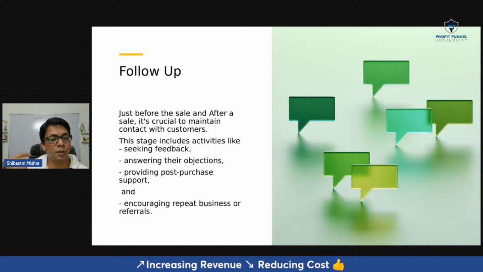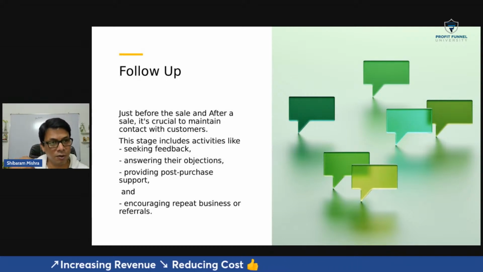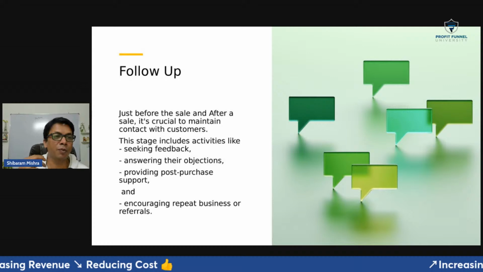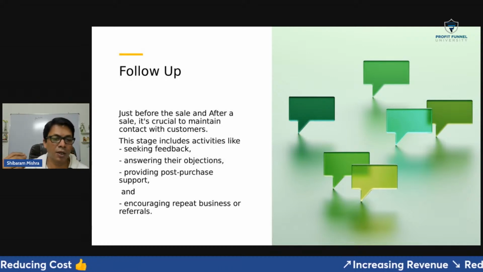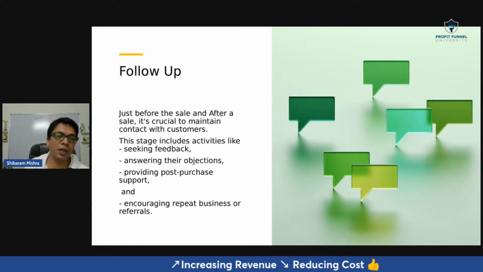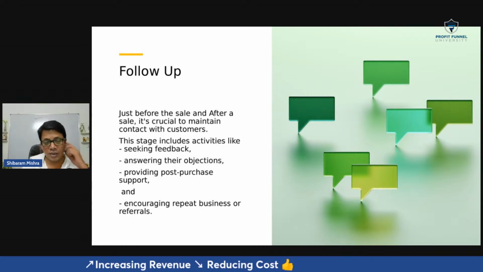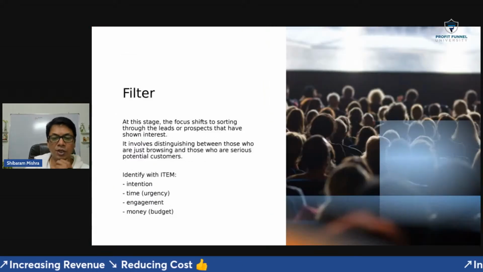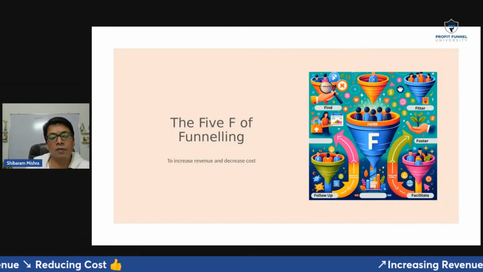Post-purchase support is very, very important. And your customers are your biggest brand ambassadors, so asking for repeat business or referrals is very, very important. Once you start delivering, you can ask for referrals. So these are the 5 steps through which we can have a better converting funnel.